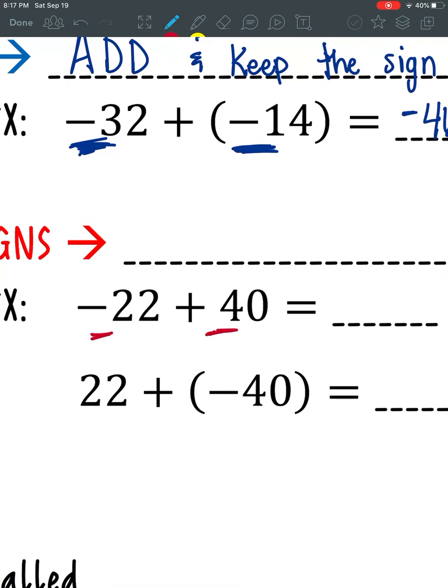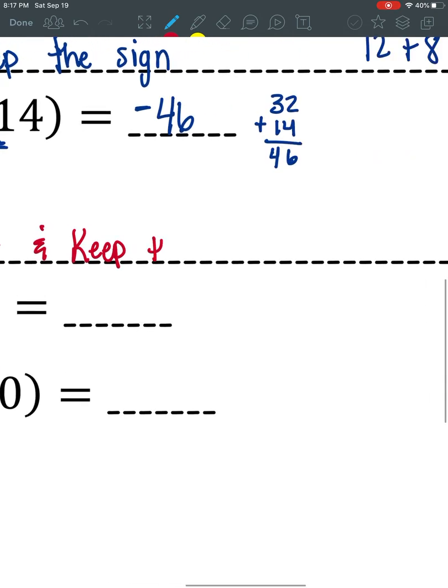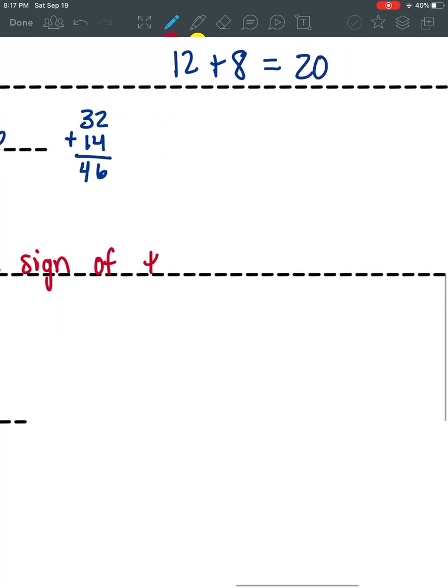So in this example here, we have a negative 22, we have a positive 40 plus 40. So the two signs disagree, they don't have anything in common, so they're going to come up and they're going to fight, they're going to battle. Okay, when they come together and fight, we're going to subtract them. And then the one who wins the battle is the one with the bigger sign. So subtract, and then we keep the sign of the larger number.